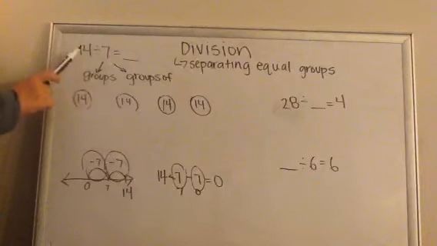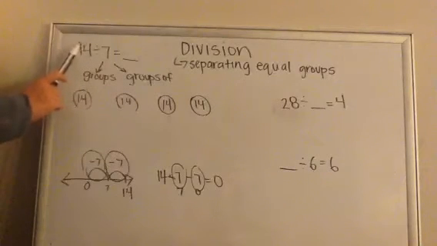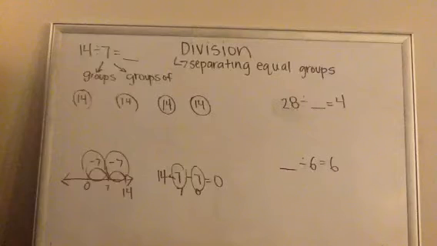It might mean put the 14 gummy bears into 7 groups, maybe 7 people or 7 bags or 7 plates. Or it could mean put the 14 gummy bears into groups of 7. So 7 here, 7 there. So it really matters that you're paying attention to what it's asking you to do with the gummy bears or with whatever the situation is. So I'm going to show you what it looks like in 2 different ways.